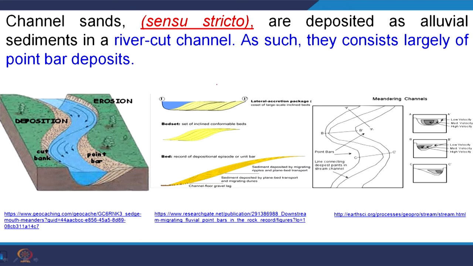As such, they consist largely of point bar deposits. So, point bar deposit, we know in fluvial environment we are talking about this point bar deposit. It starts with coarse grain, then crossbeddings, then finally the planar beddings, where climbing ripples are developed. So, this is a particular type of environment found in the point bar deposit, the river meanders.